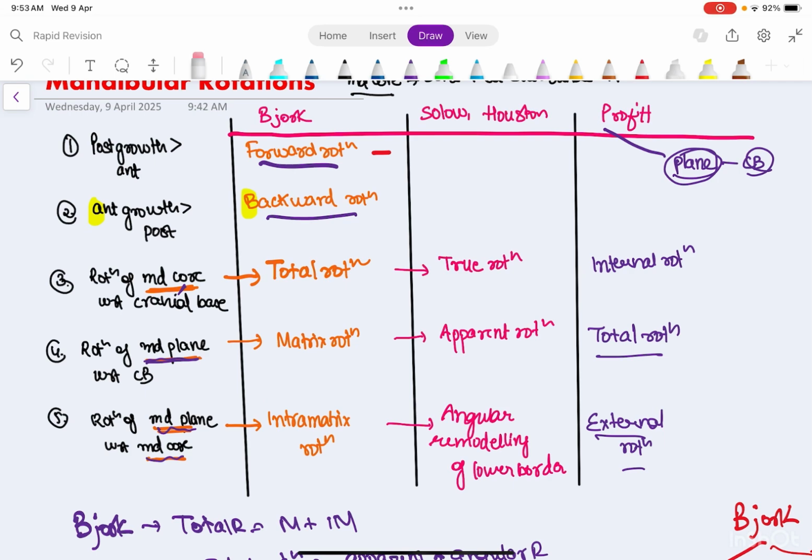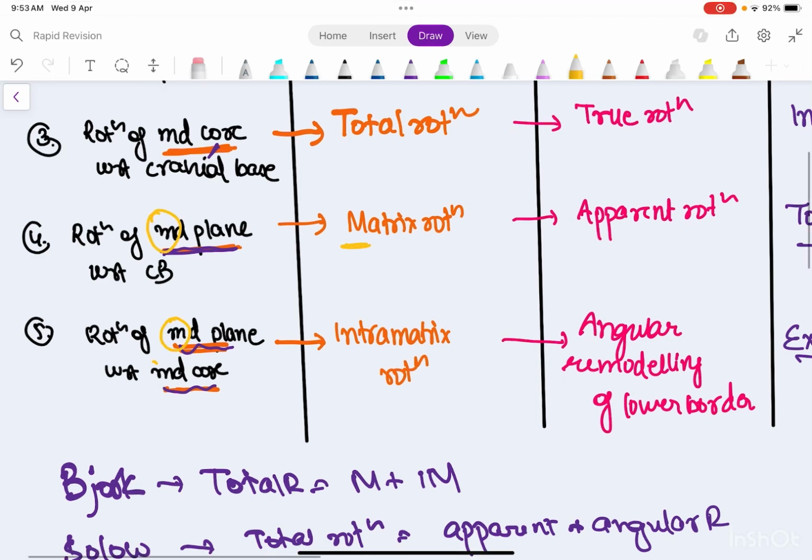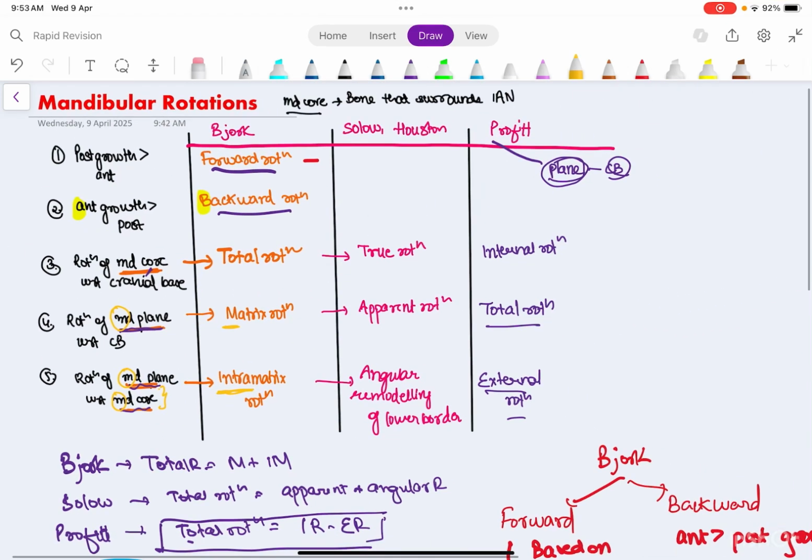And see, if you forget, I'm just telling you a trick. See, if it's a single M, then it's matrix. If you have 2 M's, like mandibular plane and mandibular core, so obviously you're doing it internally, right? So intramatrix. Then Solo and Houston also considered mandibular core as the main thing. So obviously this was true rotation. And mandibular plane to mandibular core, if you can relate to the name only, is the angular remodeling of the lower border.